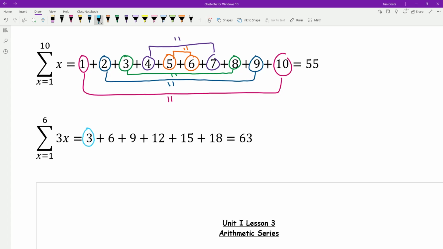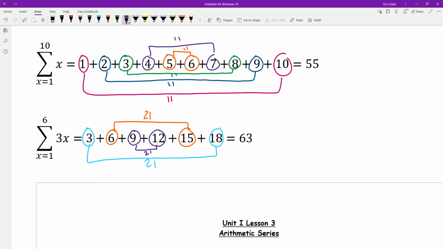So if I look at the first term and the last term here, and I add those together, I get 21. Well, does the same thing work here? 15 and 6, 21. And then, oh, the middle ones, again, 21. And 21 multiplied times 3 would give us our 63.